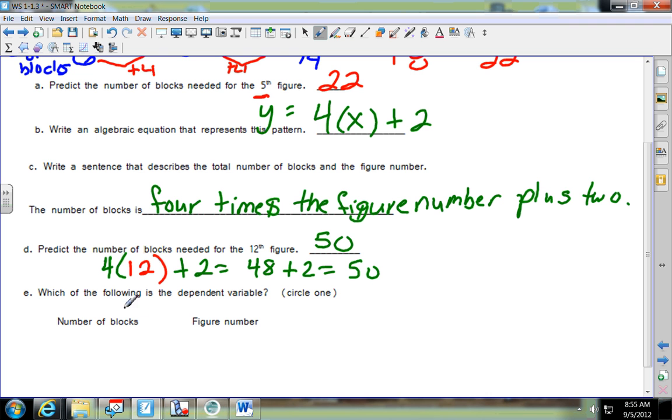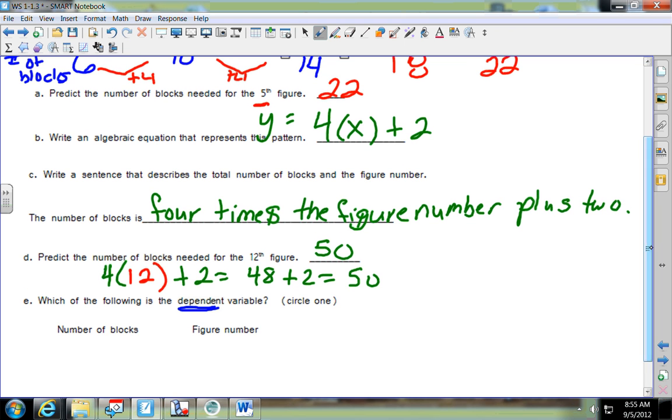Now it wants us to look and see which of the following was the dependent variable. Okay, the second result. Well, we're taking 4 times the figure number, so x is the figure number, and y is the number of blocks. So the dependent variable is the number of blocks.